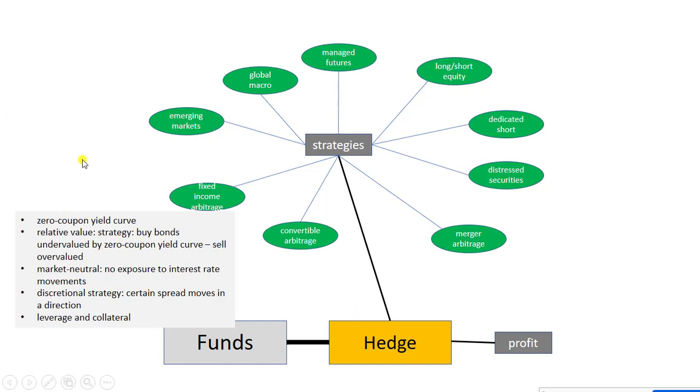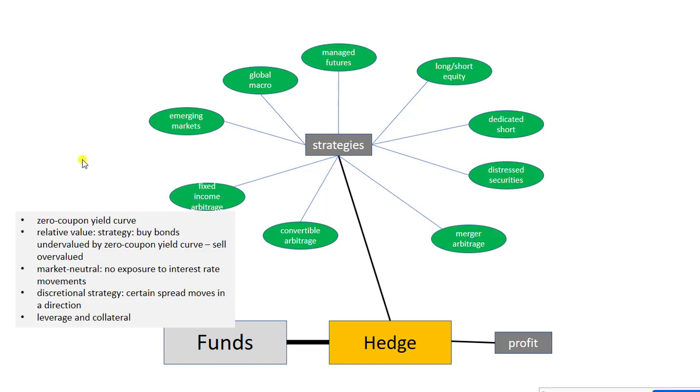Okay, fixed income arbitrage. So we have a zero coupon yield curve, and then we have the relative value in this case. We have this relative value strategy in this case. So let's purchase bonds which are undervalued by the zero coupon yield curve, and let's sell the overvalued ones.